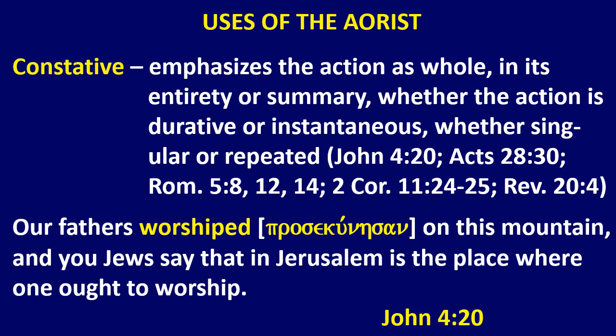The action type is something that was continuous or iterative. It was not a one-time event. She did not say our fathers worshipped once. The implication is it was more than one person worshiping, and so this was a pattern. And it occurred over time in the past. And the time here is past time. So this is one example of the constative use of the aorist.